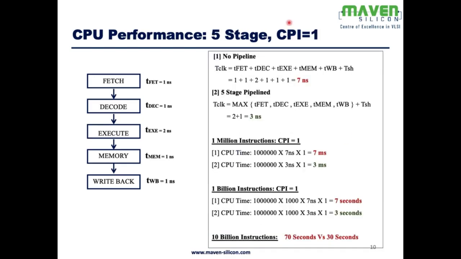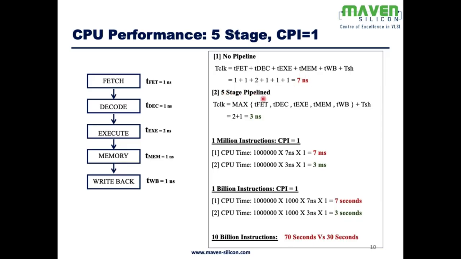But if you make CPI as 1, a multi-stage pipeline processor will always be better than the regular processor. Look at this. Case 1, no pipeline, regular processor. Clock period is the sum of all the propagation delays plus setup time and hold time. So considering all the stages, overall the delay is going to be 6 nanoseconds plus setup time and hold time. The clock period is going to be 7 nanoseconds.